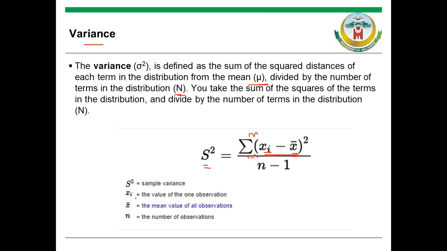Okay, sample variance: xi is the value of one observation, x bar is the mean of the values, n is the number of observations. Okay, so this is variance.